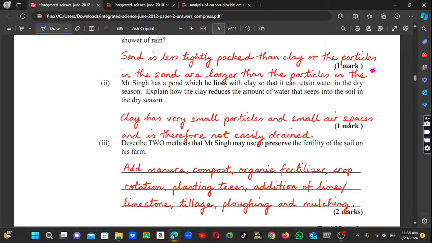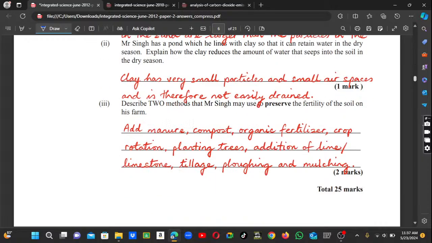So here we can see that clay has small particles, right? But therefore small air space, and therefore it's not easily drained. So what we can see here, guys, is that clay has small particles and a small air space. With a small air space, water is not easily passed through, or does not normally drain. That is the whole reason why Mr. Singh could use the clay to retain the water in the dry season, because water does not easily pass through clay. It's easier to pass through sand than clay.